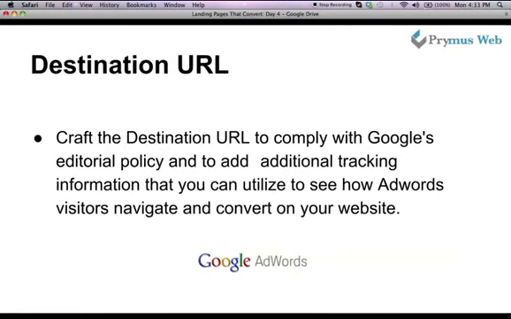You want to make sure your destination URL, okay, is the actual URL you type in for the landing page. For a small minority of people, it's the home page. Very seldom is it a home page for most advertisers, but that's the destination URL. So craft it to comply with Google's editorial policy. If you have a display URL and a destination URL that are different, that's a red flag for them. And most of the time they won't show the ad.